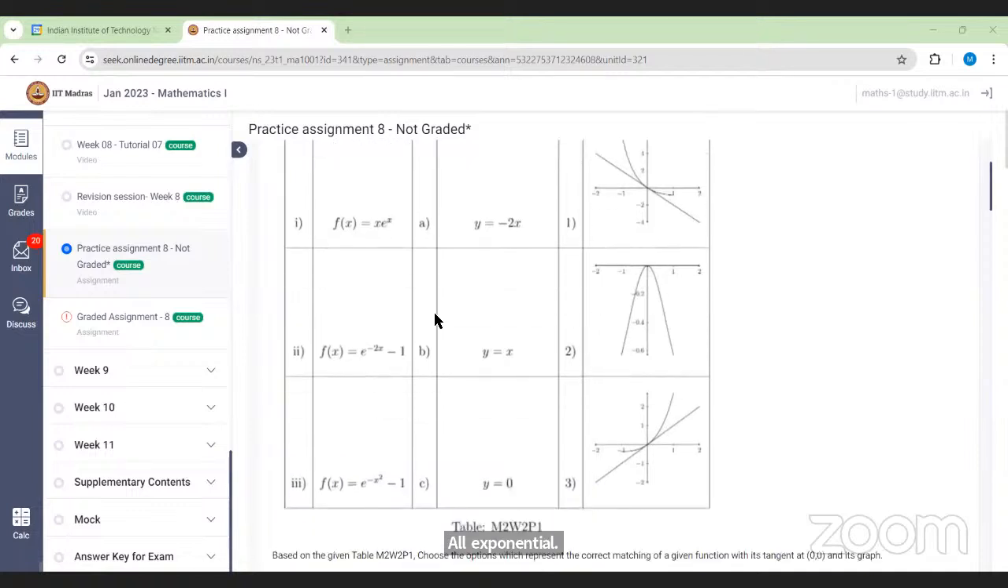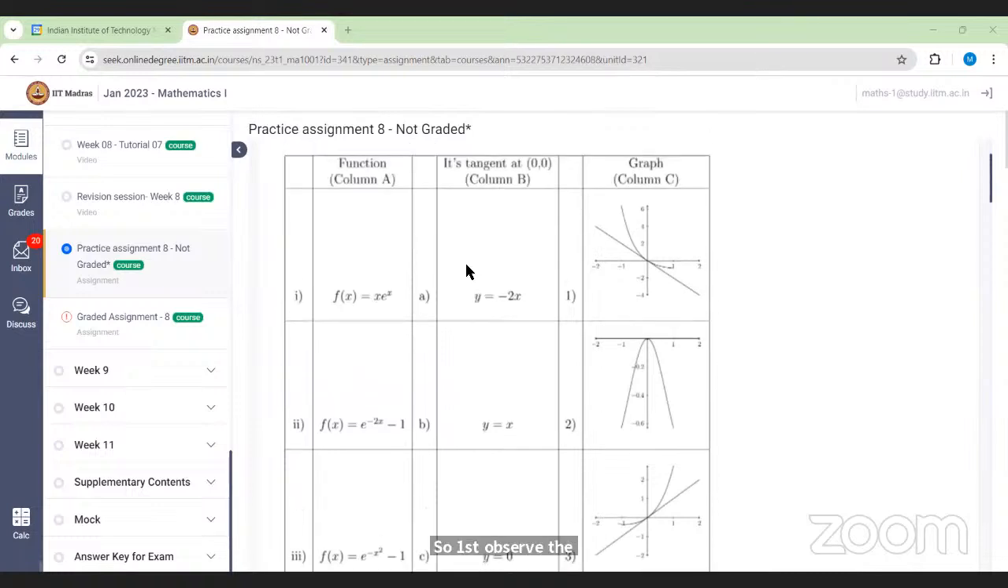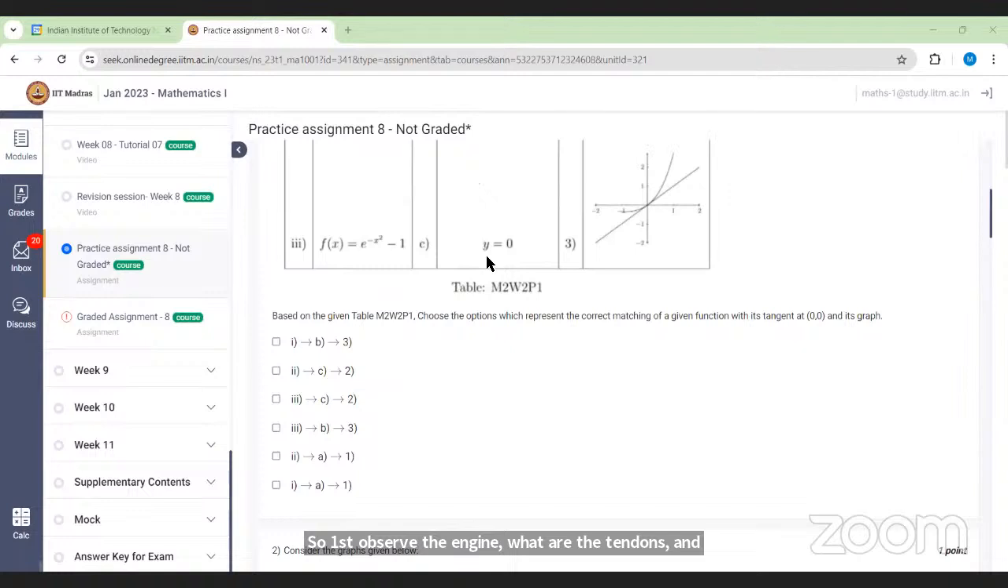Why can you observe only the tangent? Because these three lines are different. So this line is y equals x, right? And this is y equals 0, and this is y equals minus 2. So first observe the tangent. What are the tangents? And then you can relate with the graph. Really easy. Got it, ma'am.